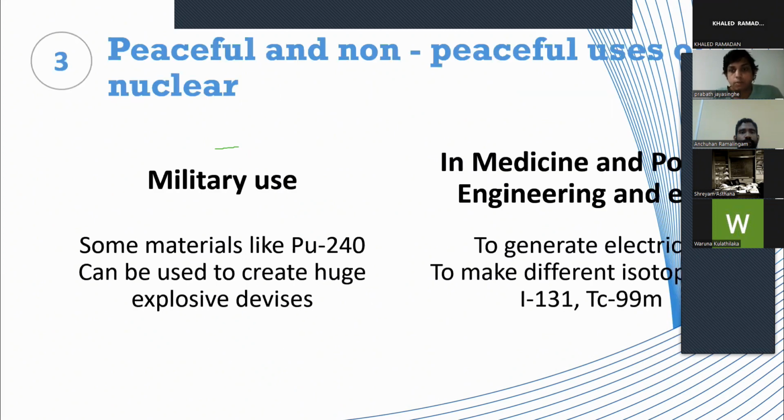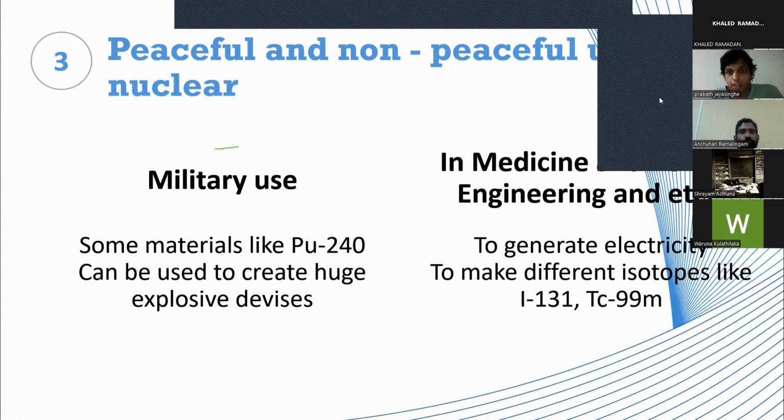Research reactors, we can do some things like neutron doping and stuff. So if we move to the next topic, we have as our third topic peaceful and non-peaceful uses of nuclear energy. Mainly, we have military use as non-peaceful, and all other things we can say are peaceful uses.